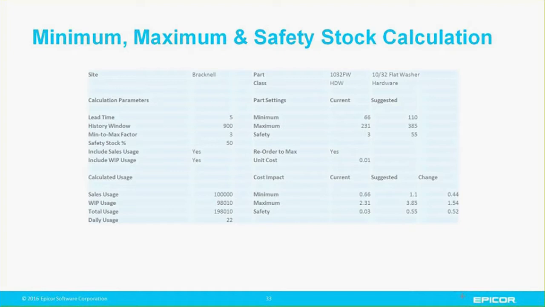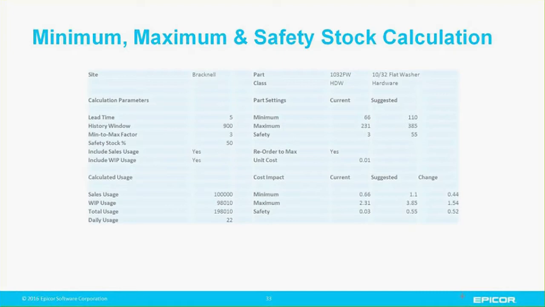Epicor ERP provides a workbench for planners that can recalculate minimum, maximum and safety stock levels based on historical usage. All of the parameters of the calculation can be set up by part class or be overridden for an individual part site combination. These parameters consist of the historical usage period, expressed in calendar days, and whether sales and/or manufacturing usage should be included in the calculation of the total usage figure, a minimum to maximum stock multiplier factor, and a safety stock percentage.